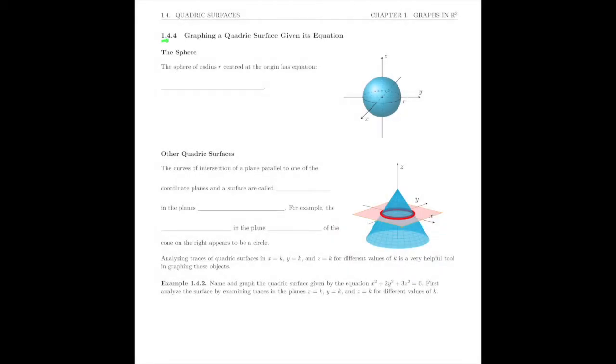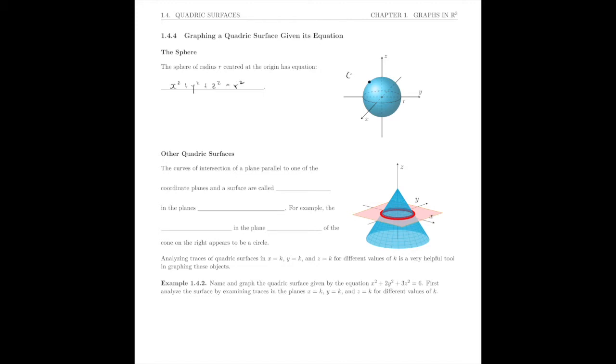Welcome to section 1.4.4, where we're going to learn how to graph a quadric surface given its equation. We're going to start with the sphere, and so the sphere of radius r centered at the origin has equation x squared plus y squared plus z squared is equal to r squared. Let's just take a second and look at where that comes from.